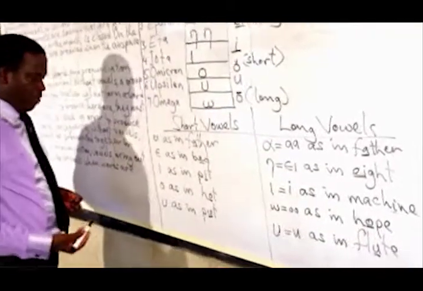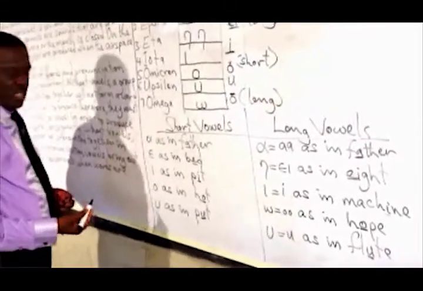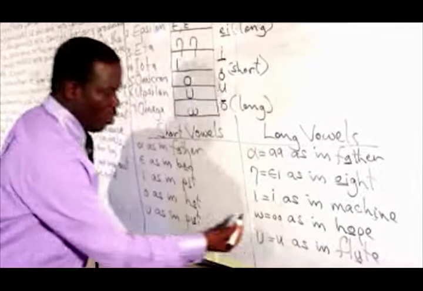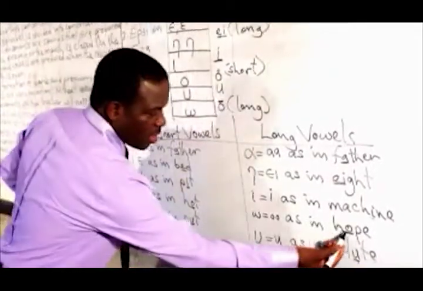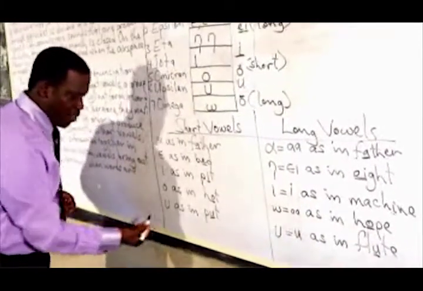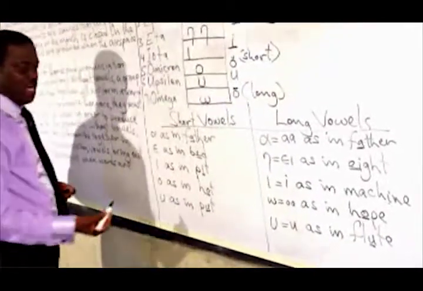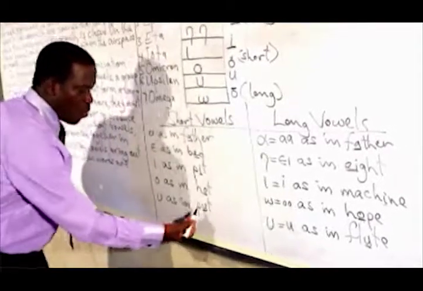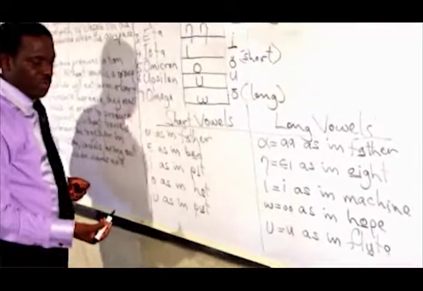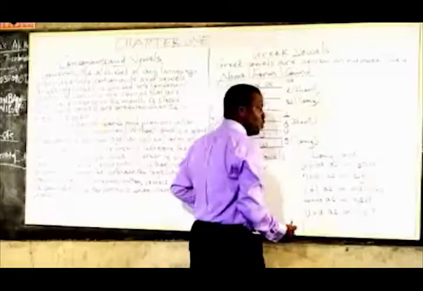Then we come to the O vowel. We have long and short. The short one is called omicron, and it sounds as O, as you pronounce the O in hot. While the long one, omega, sounds as O, as you pronounce the O in hope. Then the last group is the U vowel. We have a long one, we have a short one. Written the same way, but they are not pronounced the same. The short one is pronounced as U, as you pronounce the U in put. While the long one is pronounced as U, as you pronounce the U in flute.